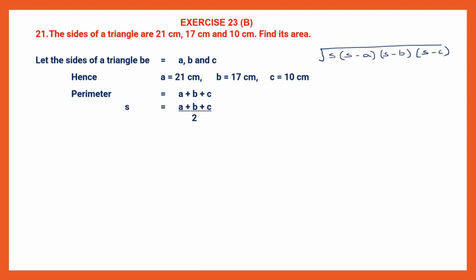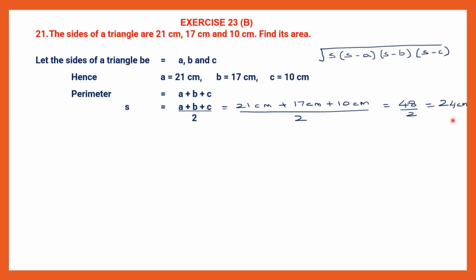So let's do that. Let's add up the sides. The three sides are 21 centimeters, then we have 17 centimeters plus 10 centimeters. So we have all this and this is going to be divided by 2. When you add up all these, you get 48. 48 divided by 2 is 24. So that means the semi-perimeter is 24 centimeters.